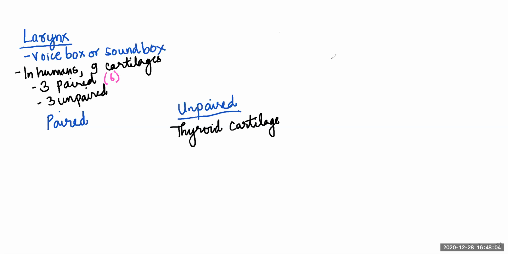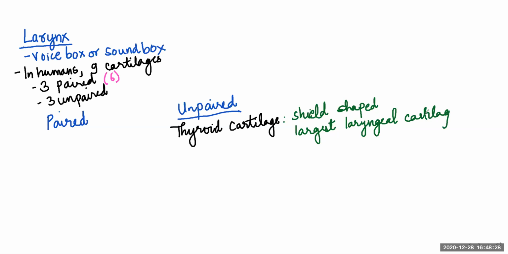Thyroid means shield. So thyroid cartilage is what? A shield shape cartilage. It's a single cartilage, unpaired. Thyroid cartilage is also the largest laryngeal cartilage. It is the largest laryngeal cartilage. Okay.